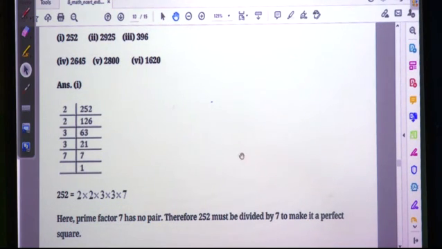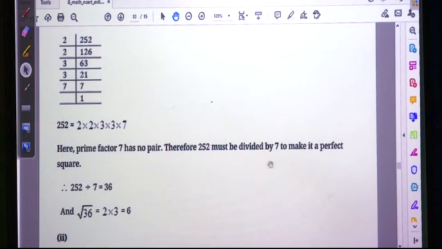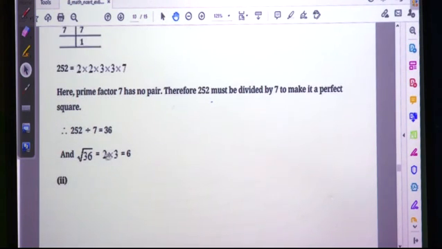So, what should be done? Therefore, 252 must be divided by 7 to make it a perfect square. Therefore, 252 divided by 7 is equal to 36 and the square root of 36 is 6. The square root of 36 is 6, because 2 is in a pair and 3 is in a pair. 1 2 and 1 3, 2 3s are 6.